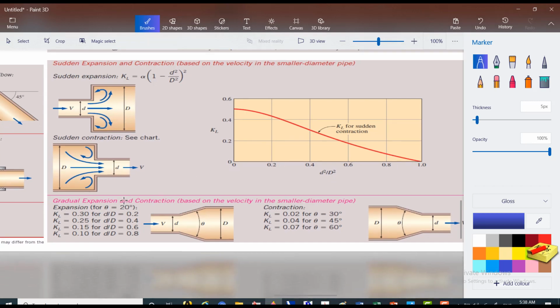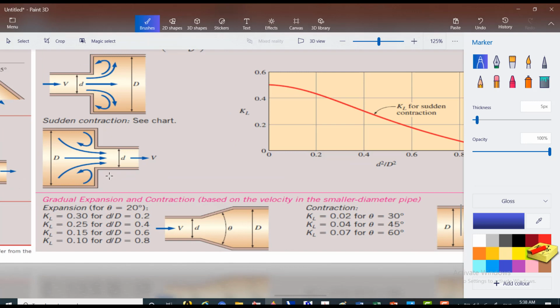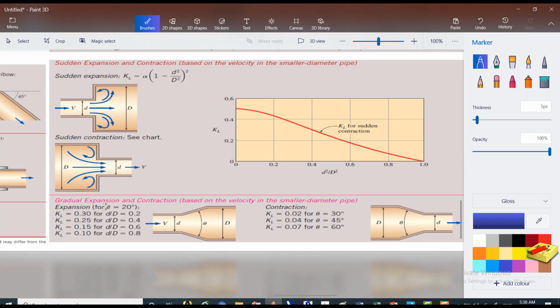Then we have gradual. Mostly this is rarely used, but what is mostly used is the gradual expansion, because the pressure loss of sudden expansion and sudden contraction is very high. So as much as possible in design, we try to eliminate using this one and we always use gradual expansion, just to smoothen the design and to lessen the friction generated by the system.